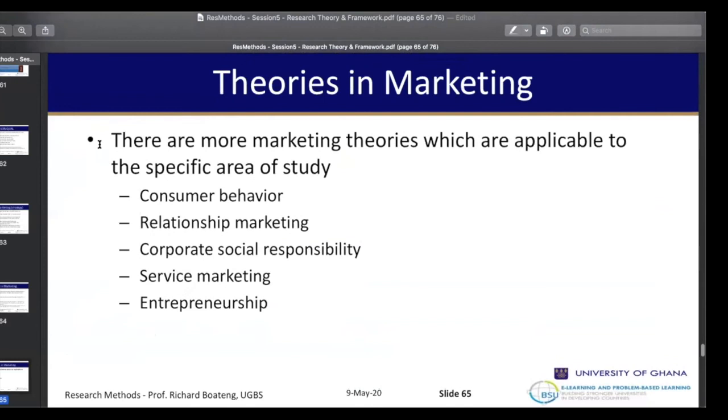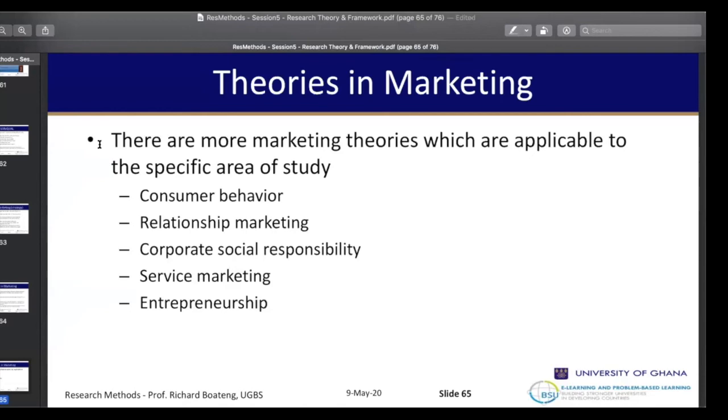Now, you can also find other marketing theories by just picking the concept and adding theory to it and Googling it or using Google Scholar to search for it. Entrepreneurship theories, service marketing theories, CSR theories, niche marketing theories, consumer behavior theories.